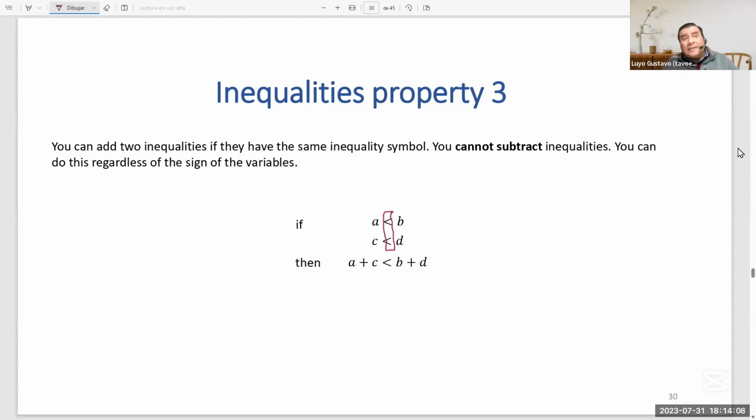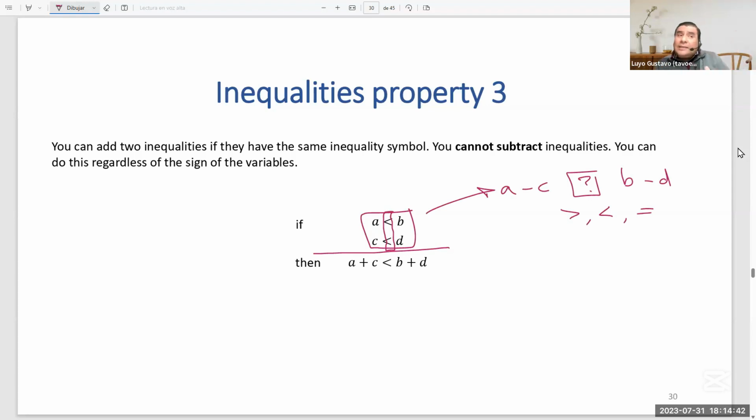So from these true inequalities, I can derive a third true inequality, which says a plus c must be less than b plus d. But there is no way in the world that I can predict what would happen if I do a minus c with regard to b minus d. Is it less than? No, you don't know. It depends on particular values of a, b, c, and d. It could be greater than, less than, or equal, any of the three. So don't subtract inequalities, please. Only add them. And you can only add them if they are aligned like this.